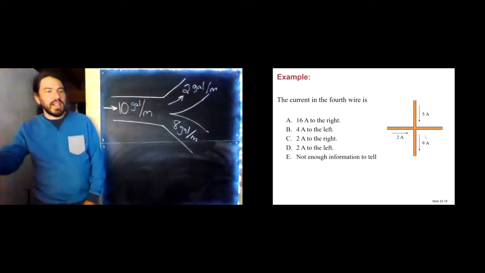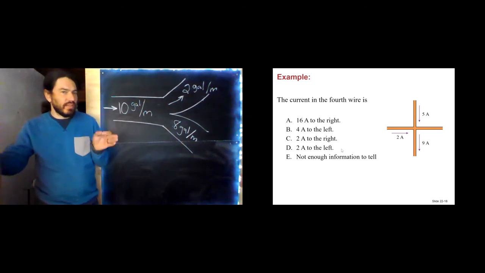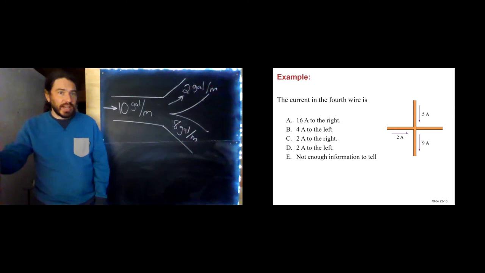We've got this junction set up. We've got 2 amps coming in here, 5 amps coming in from the top, 9 amps going out from the bottom. What is the current and in what direction in this fourth wire? Is it 16 amps to the right, 4 amps to the left, 2 amps to the right, 2 amps to the left, or do we not have enough information? Why don't you pause the video, give it a shot, and I'll see you on the other side.